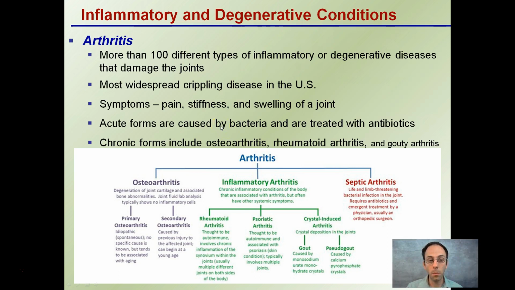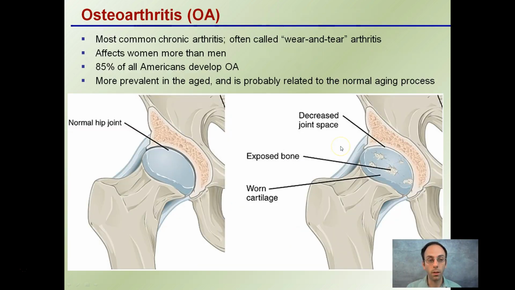So it's important to keep in mind that while we have this general term, there's actually a lot of subsets and a lot of different types of arthritis. So what works for one person may not work for another. Two chronic forms that we're going to focus on here include osteoarthritis and rheumatoid arthritis.